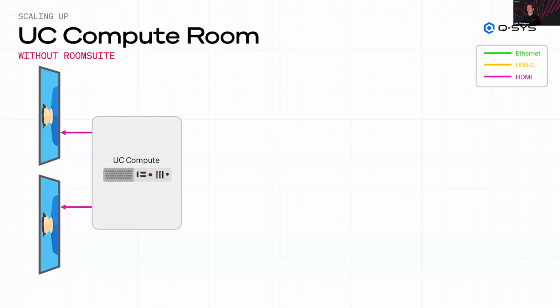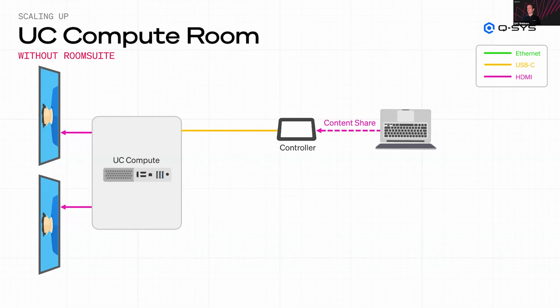So this is what it looks like, just without RoomSuite, UC compute connected directly, the controller that comes with the compute, maybe a content connected through the controller or some other way, some sort of optional content sharing, and then standard USB peripherals.